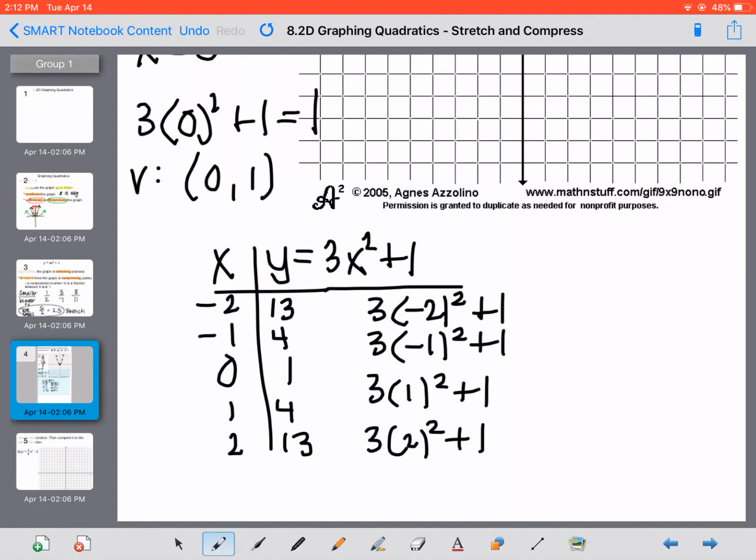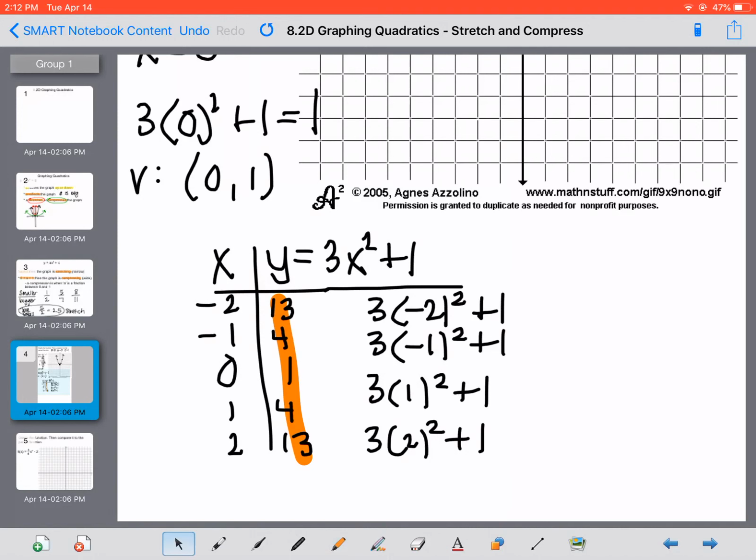And notice on the chart here how our numbers are the same on each side of the vertex. That would make sense because it is a reflection across that axis of symmetry. So now all we need to do is plot those points, and then we have our graph.